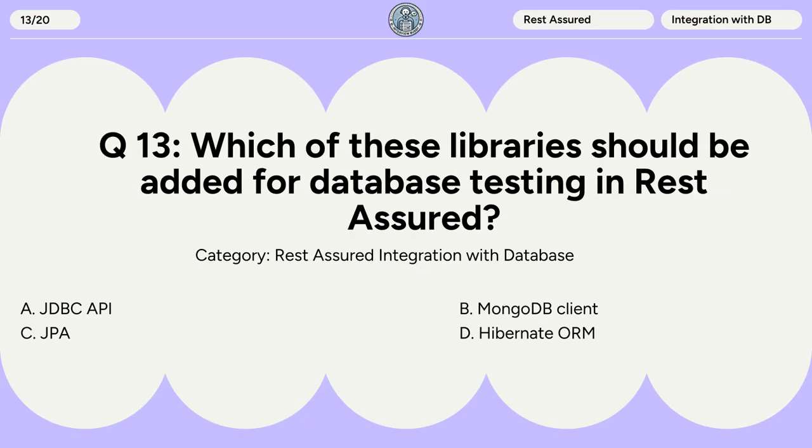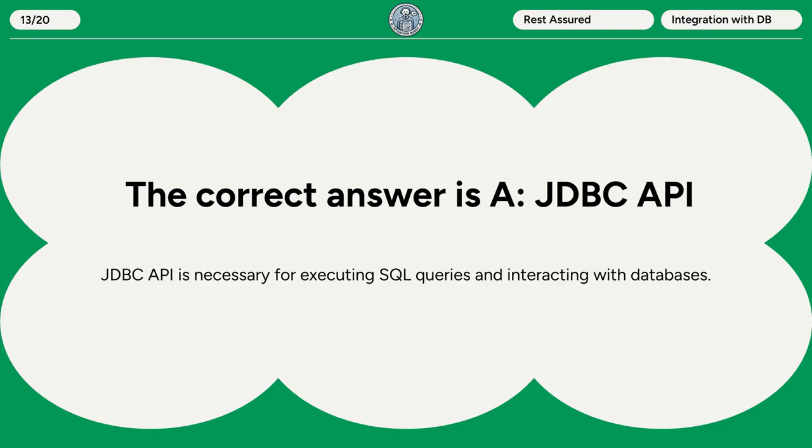Question 13. Which of these libraries should be added for database testing in REST Assured? A. JDBC API. B. MongoDB Client. C. JPA. D. Hibernate. The correct answer is A. JDBC API. JDBC API is necessary for executing SQL queries and interacting with databases.